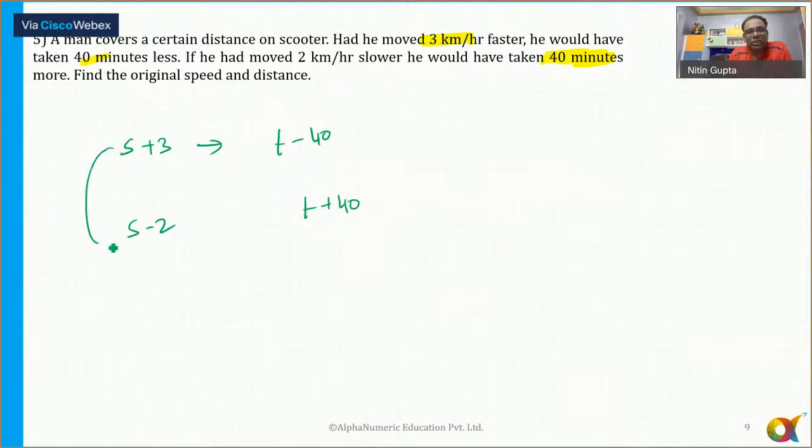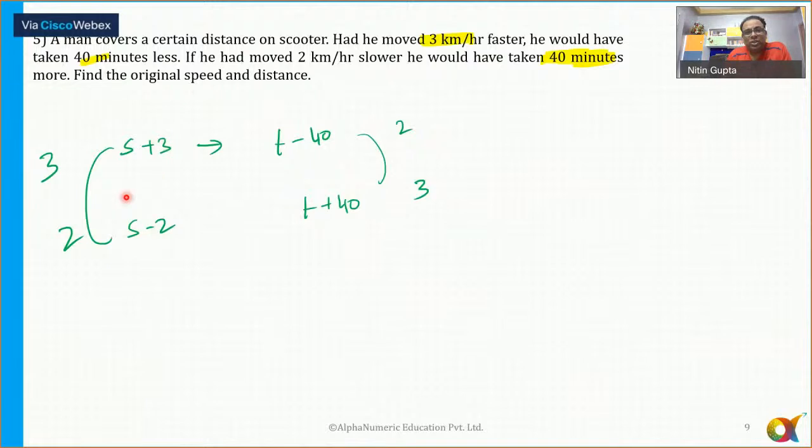So here these two will be in the ratio 3 is to 2. And what you can think, just think, s plus 3 is greater than s minus 2. So 3 will be corresponding to s plus 3 and 2 corresponds to s minus 2. And these two times will be in the ratio 2 is to 3. T minus 40 is smaller, t plus 40. Okay. And then I can work on the ratios like this.